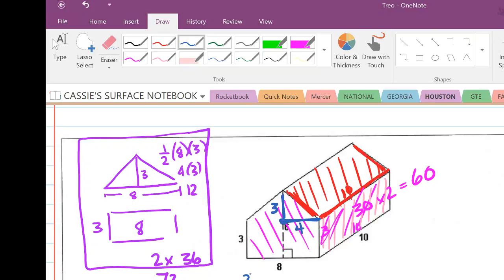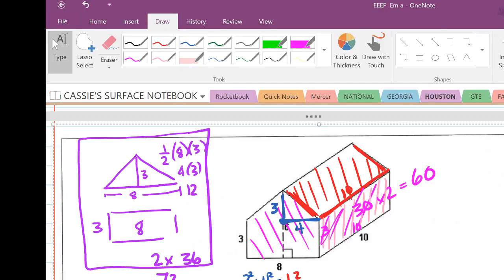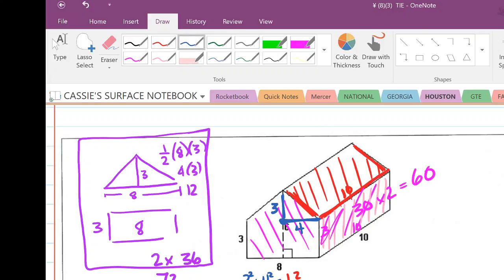And 3 squared plus 4 squared equals that red thick line, or that hypotenuse squared. So 3 squared plus 4 squared is 9 plus 16, which is 25. If you square root that, you get 5. So you know that this roof is 5 by 10, which is 50. And you have 2 of those, one here and one on the other side. So 50 times 2 is 100.